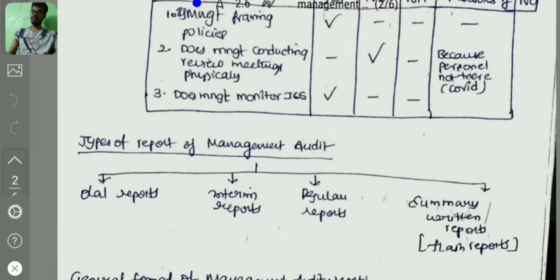Regular reports are the final reports. Summary written reports are needed because the top level management does not have much time. For that, we will just summarize all the main points in one summary written format. Those are called flash reports, so that the top management can go through them in less time and take decisions.